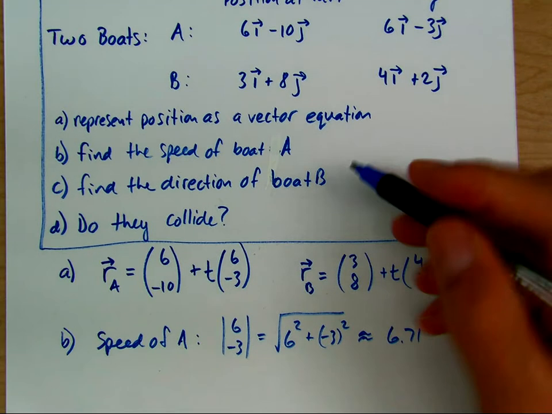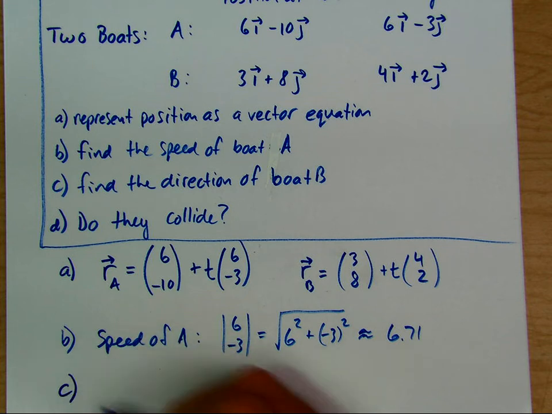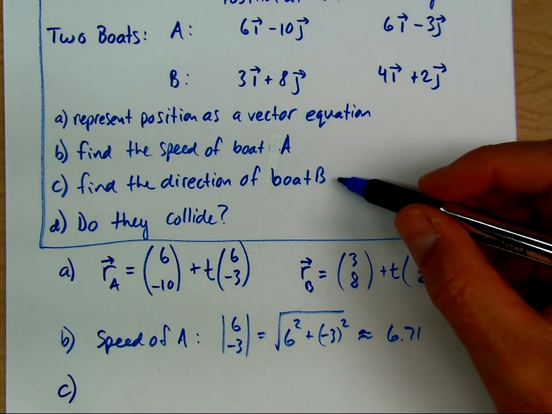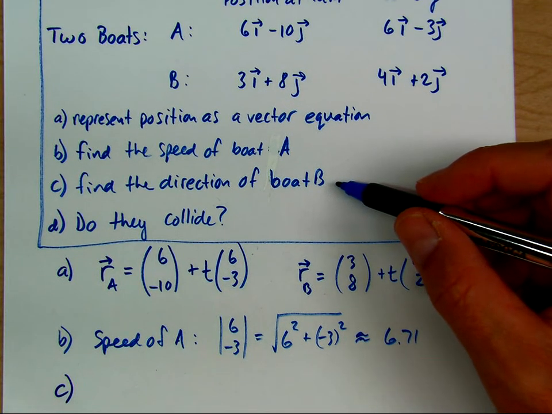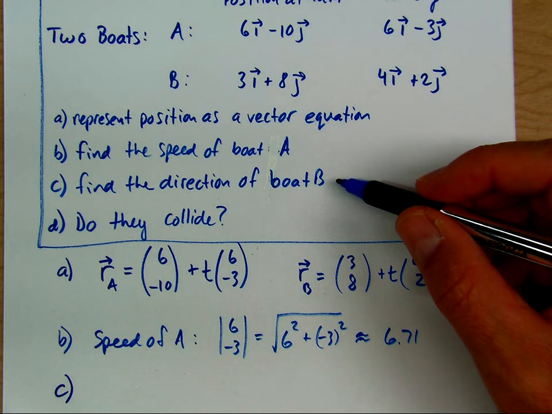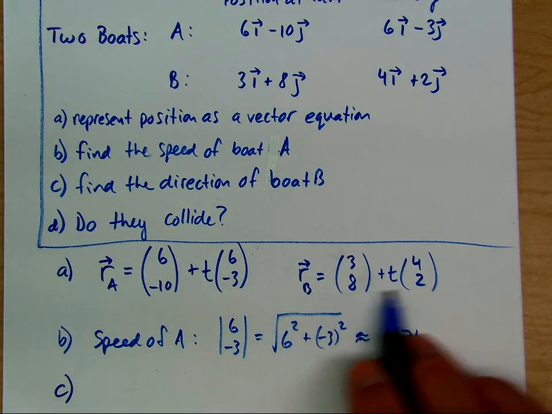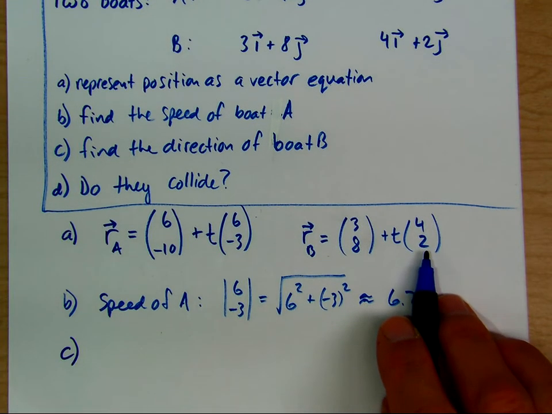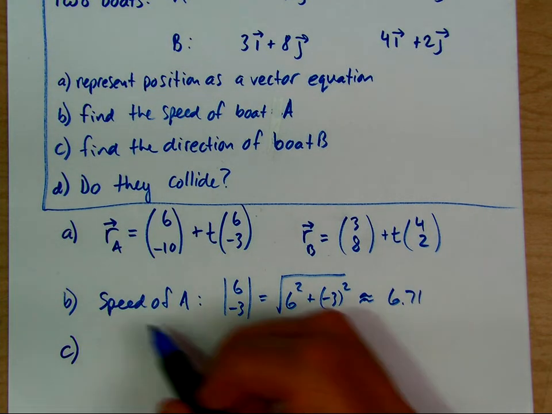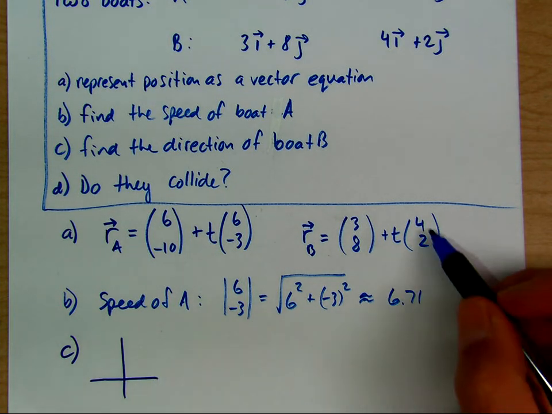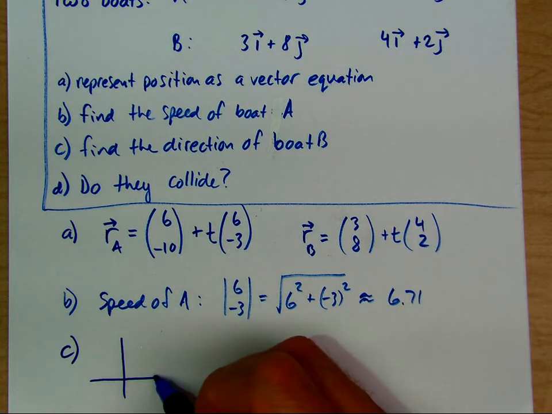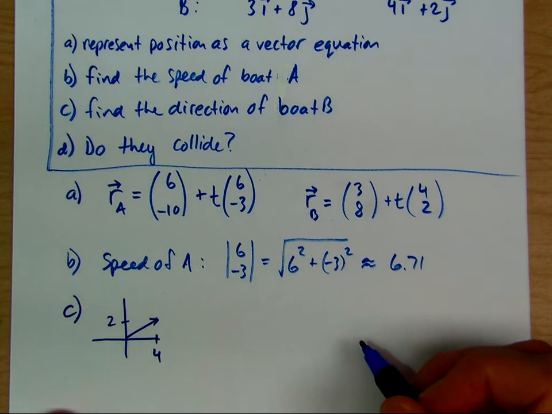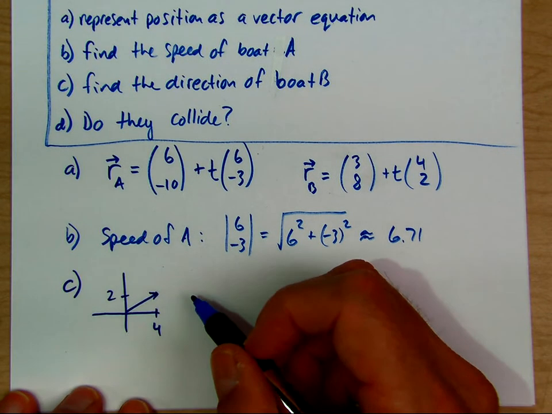The direction of boat B. Direction of boat B, we want to find the bearing, and we do that in terms of degrees. So boat B, we need the direction. Well, that's going to come from the velocity vector. If we're going to go in this direction, we have horizontal component of 4, vertical component of 2. There's the velocity vector. We need to find theta.